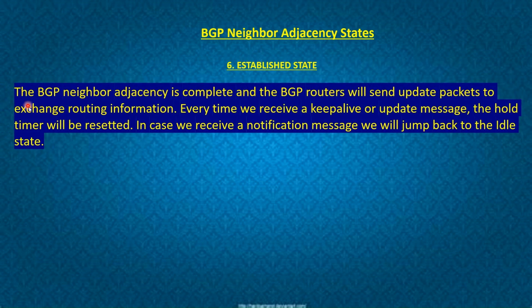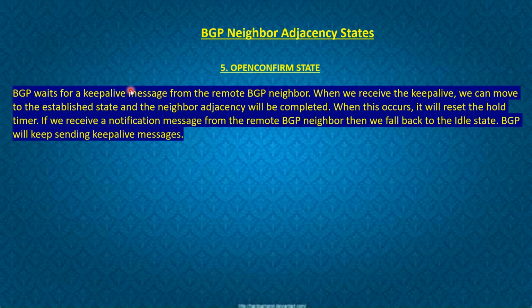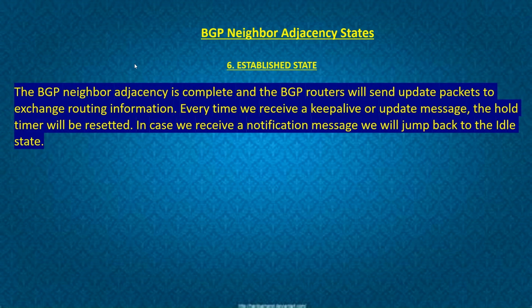In the established state, the BGP neighbor adjacency is complete, and this is the last and final state. This is when we get the open confirmation message from the neighbor. Then in the established state, the BGP router will send update packets to exchange routing information. Every time we receive a keepalive or update message, the hold down timer will be reset. In case we receive a notification message, we will jump back to the idle state.